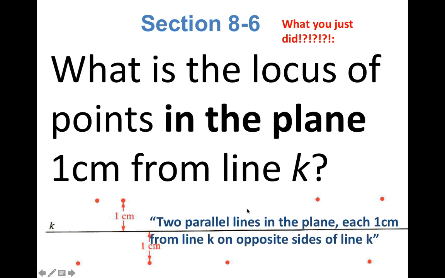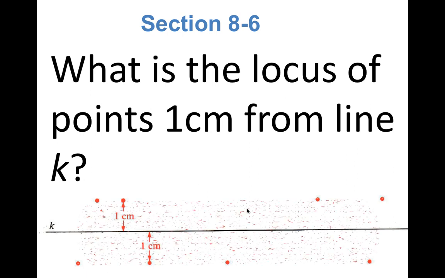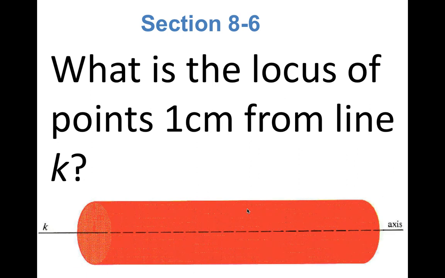And then what the answer really is, I predict that you're going to make this mistake. You make this mistake every year, people. 2 parallel lines in the plane, each 1 centimeter from line K, on opposite sides of line K. Is that what you wrote down? Please be honest here. No, because that's not the answer. What's the locus of points? Come on, guys. What's all 1 centimeter away? Oh, right. We forgot about that z-axis, the depth that we have here.